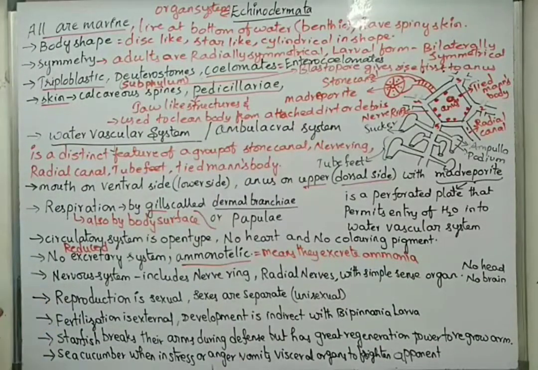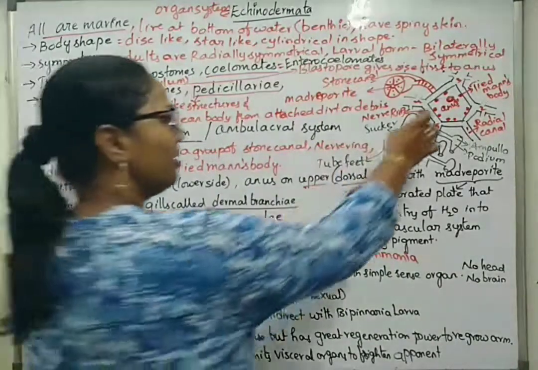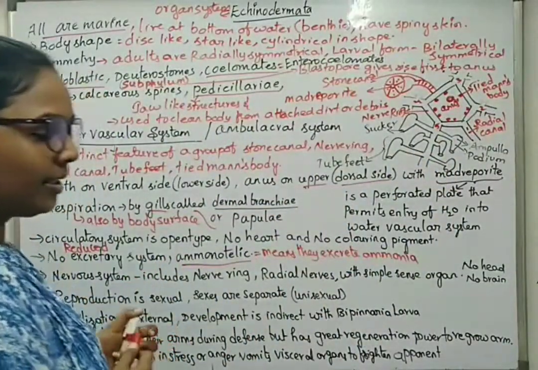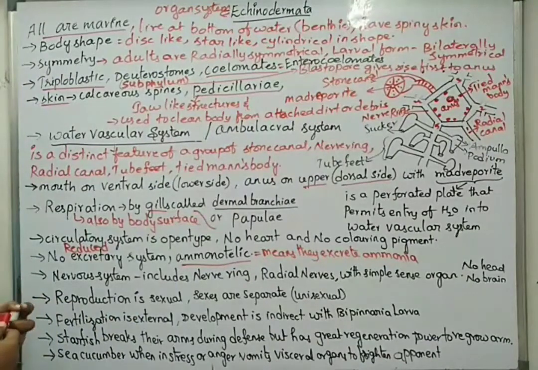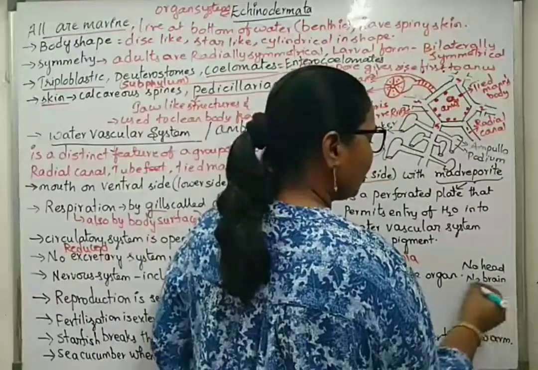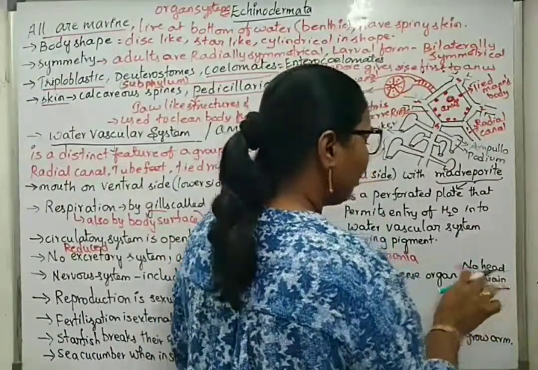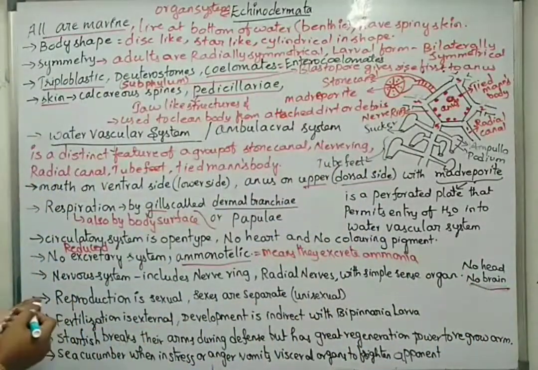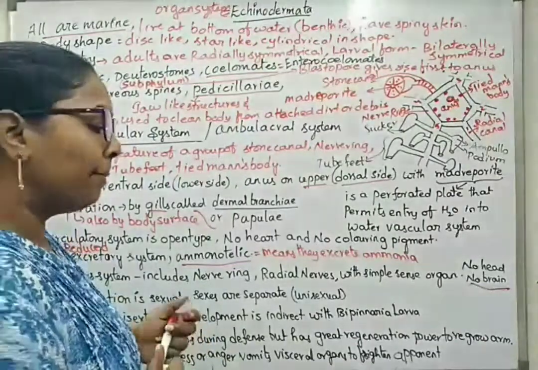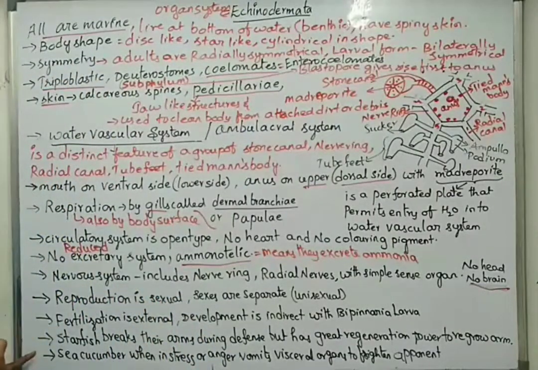Next, coming to the nervous system. The nervous system includes one nerve ring around the madreporite area, and sexes are separate. That is, they are unisexual or dioecious organisms. They do not have a head or brain but have simple sensory organs. So here I have written they do not have head or brain. Fertilization is external and development is indirect with the help of the bipinnaria larva. This larva is considered to be of bilateral symmetry.